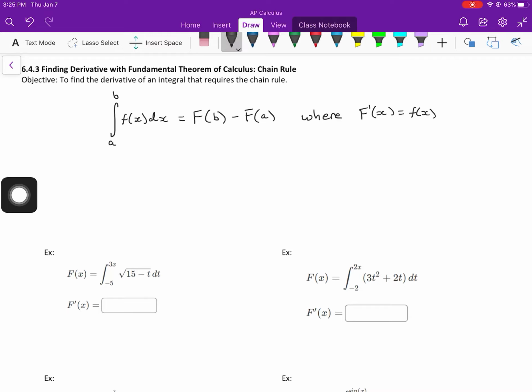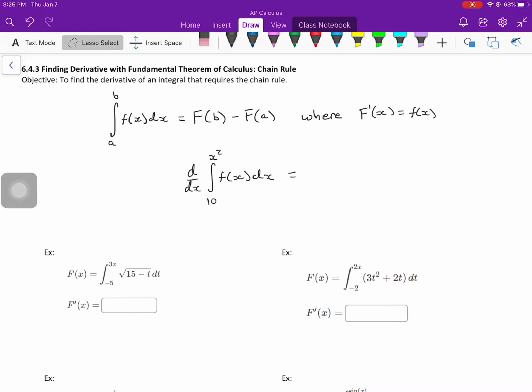So let's mix this up with what we just did. Let's just say, for example, I wanted to find the derivative of something in general here. So let's just say I want to find the derivative of this integral. Notice the bound is not just a number and then x. We have a number and then x squared. So it's going to change it up a little bit.